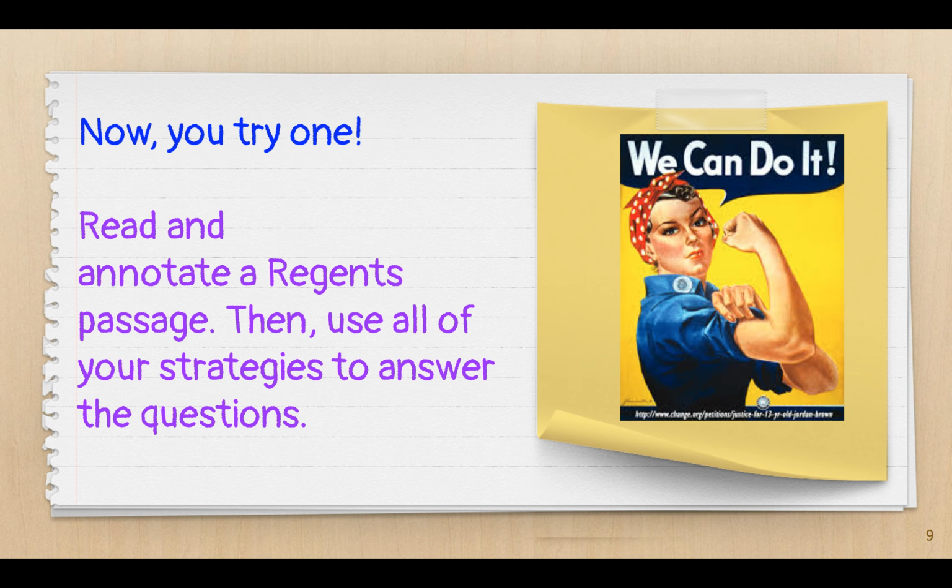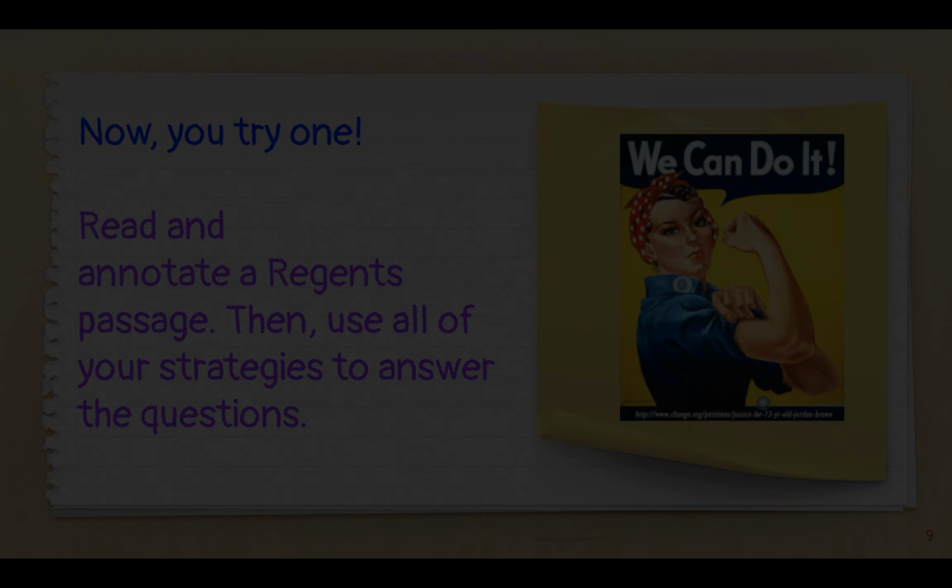Okay, so now you should try one. You can read an annotated Regents passage. There are many online if you don't have one handy. Then you could use all your strategies to answer the questions. Okay, so that's really my best advice for how to get through part one of the Regents with those three passages and to get the highest score.